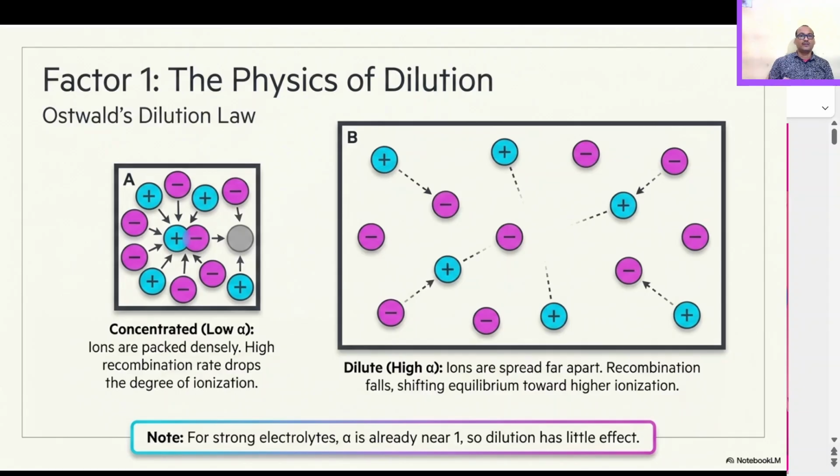So if we talk about dilution first, if we take a concentrated solution, we will have a low alpha value, and for a dilute solution we have a high alpha value, the degree of ionization. In a dilute solution, the ions are spread apart, so recombination falls, shifting the equilibrium towards higher ionization. But for a strong electrolyte, alpha is already 100%, so dilution has little effect.